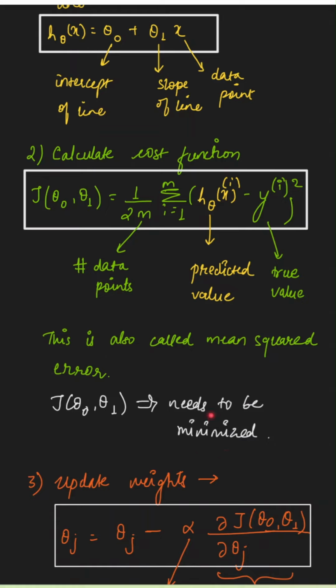Now the aim is that we have to minimize this J theta 0, theta 1, that is, minimize the cost function, so that whenever we have the minimized cost function, whatever theta 0 and theta 1 values are at that point, that is our best fit line.